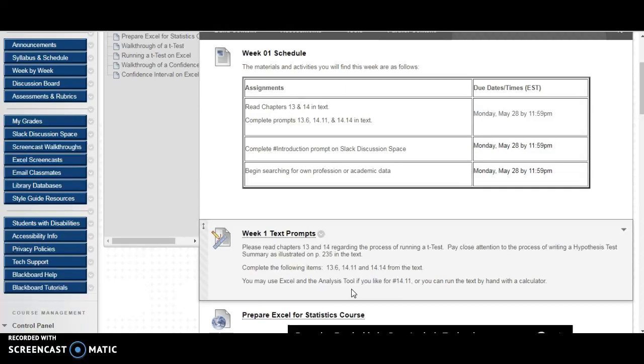You'll see on this page for week 1, not only the key prompts to complete, but also I ask that you go onto the Slack discussion space and go into the pound introduction section there, or hashtag introduction, I guess, and introduce yourself. There's a prompt there to give a little information about yourself, so that we can all get a sense of who we are.